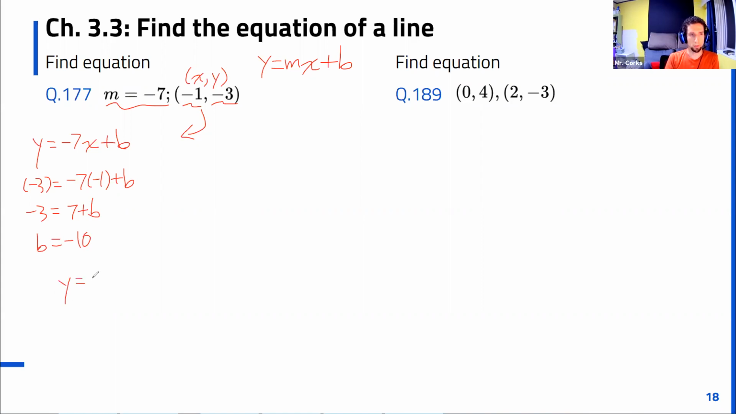So y is equal to -7x minus 10. So we have a slope and any coordinate, any point, if it is on the line, and we were told it was here, then it will work. It will satisfy the equation, and we can use that to figure out other parts of the equation that we don't know. On the right here, how can we figure out this one? We have just 2 points.